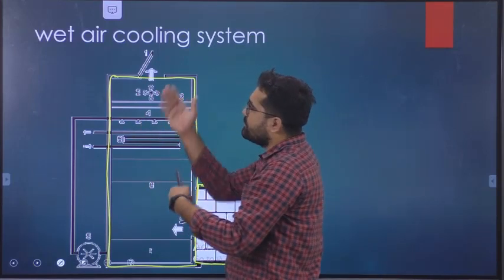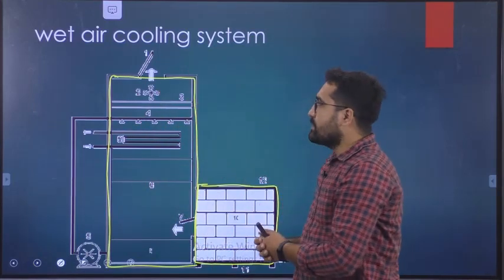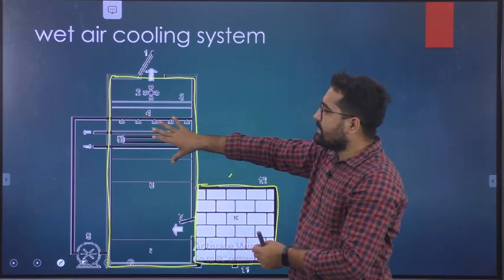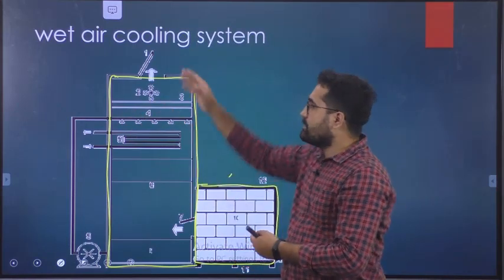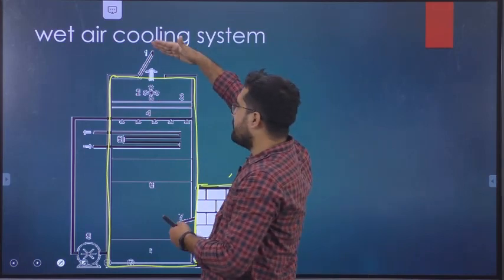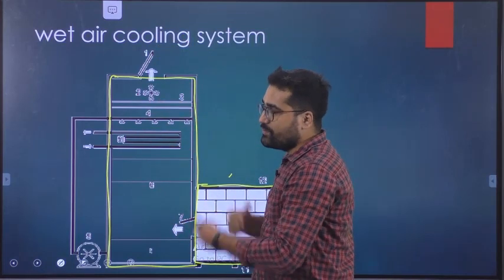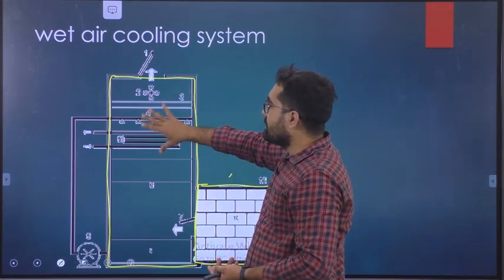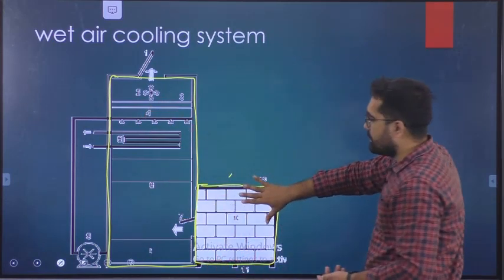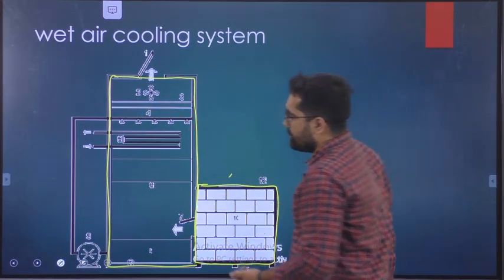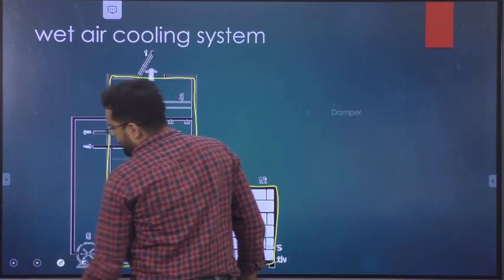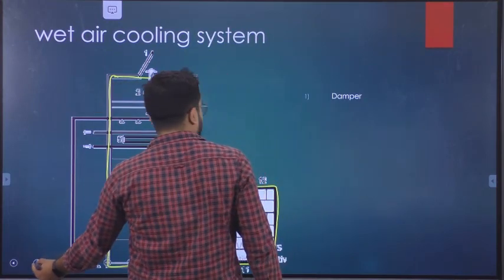Like here we are using air, that's why it is wet air. This water will release the heat to the surrounding air, and it will again reduce the temperature of the water. It will get chilled, and then again this water is supplied to the cooling evaporator or our cooling chamber. So what are the components?